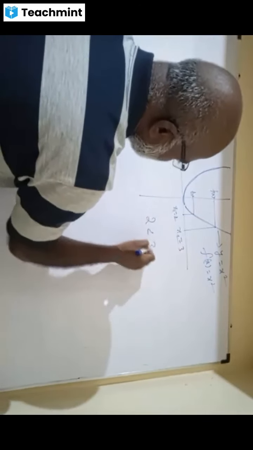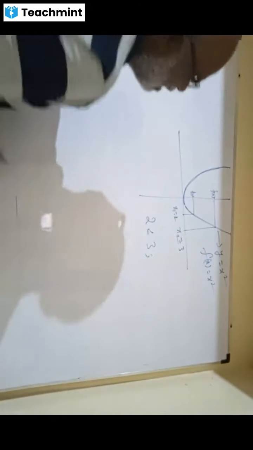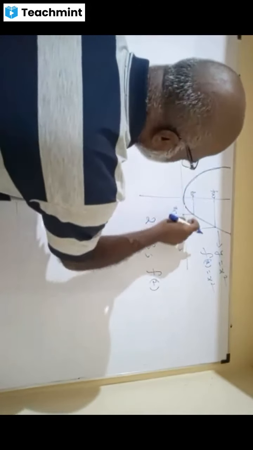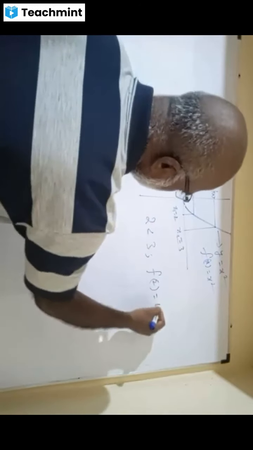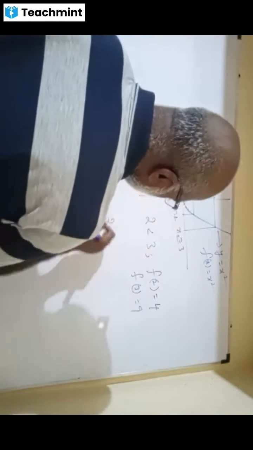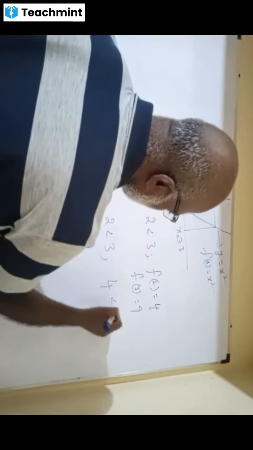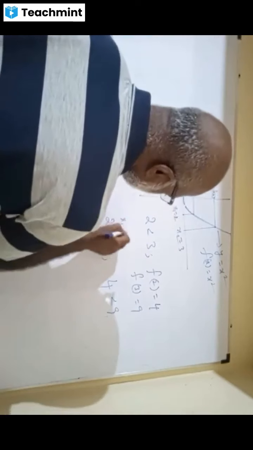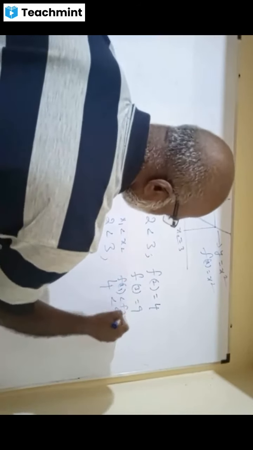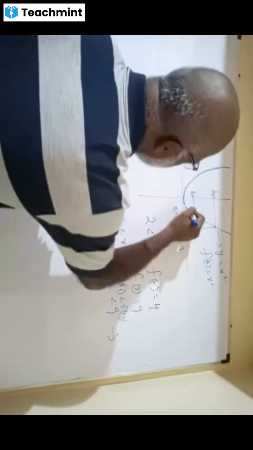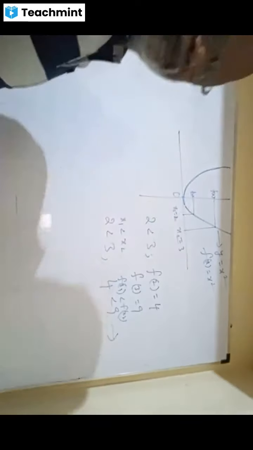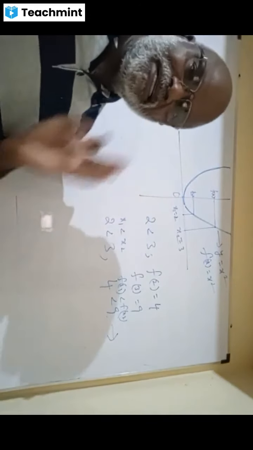So 2 is less than 3. What is f of 2? F of 2 is 4. And f of 3 is 9. So 2 is less than 3 implies 4 is less than 9. That is, x1 is less than x2 and f of x1 is less than f of x2. We say that the function on the right side of the horizon is an increasing function.